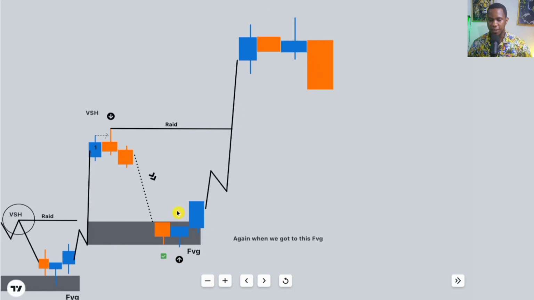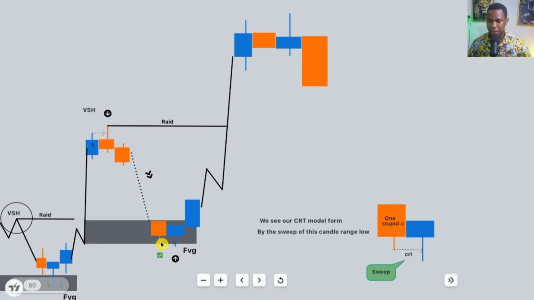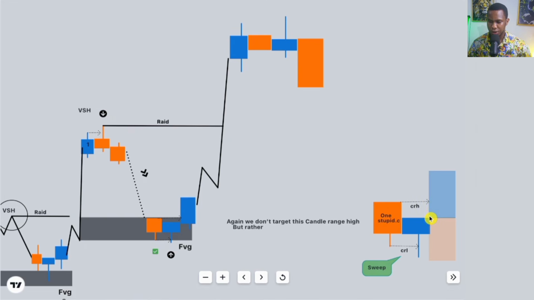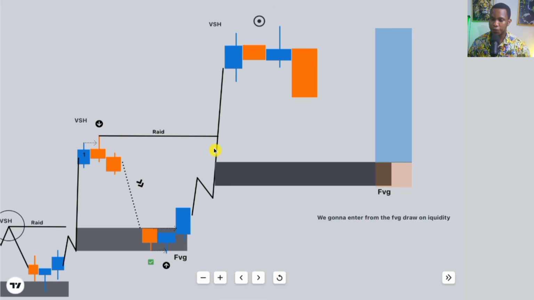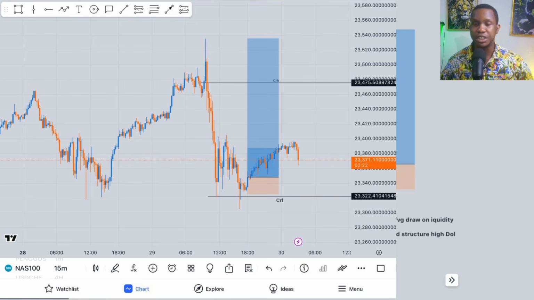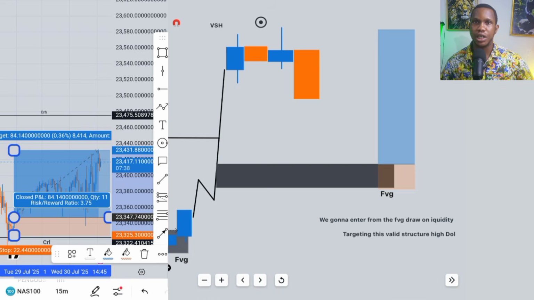Again, we will go to this fair value gap right here. We see our CRT model form here. See our second candle swept our one stupid candle here. Make our entry, stop loss below it, and our take profit towards our next structural draw on liquidity, which is this valid structure high. Again, after we raided this valid structure high, we're gonna enter from this fair value gap, guys. So for our trade we took at the beginning of this video, we came back again 1 RR around our entry, and we are currently at 3 RR, guys.